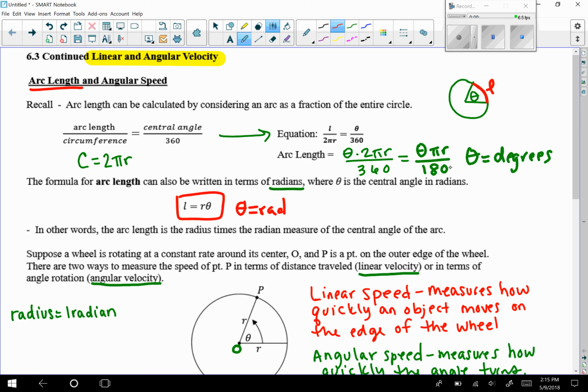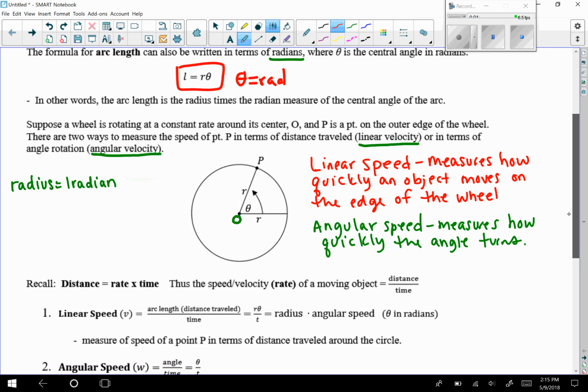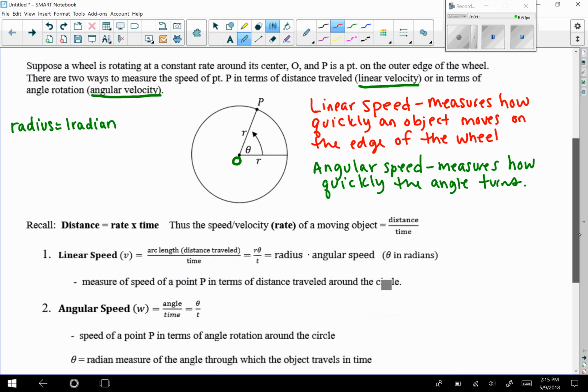So if we actually get rid of this pi over 180, we're left with our arc length is equal to our radius times theta. And so we're going to be using radians more than degrees when we're doing these problems. So just always assume you're in radians unless it specifically tells you to use degrees. So that's where this formula comes from. So let's go ahead and now talk about angular and linear velocity.